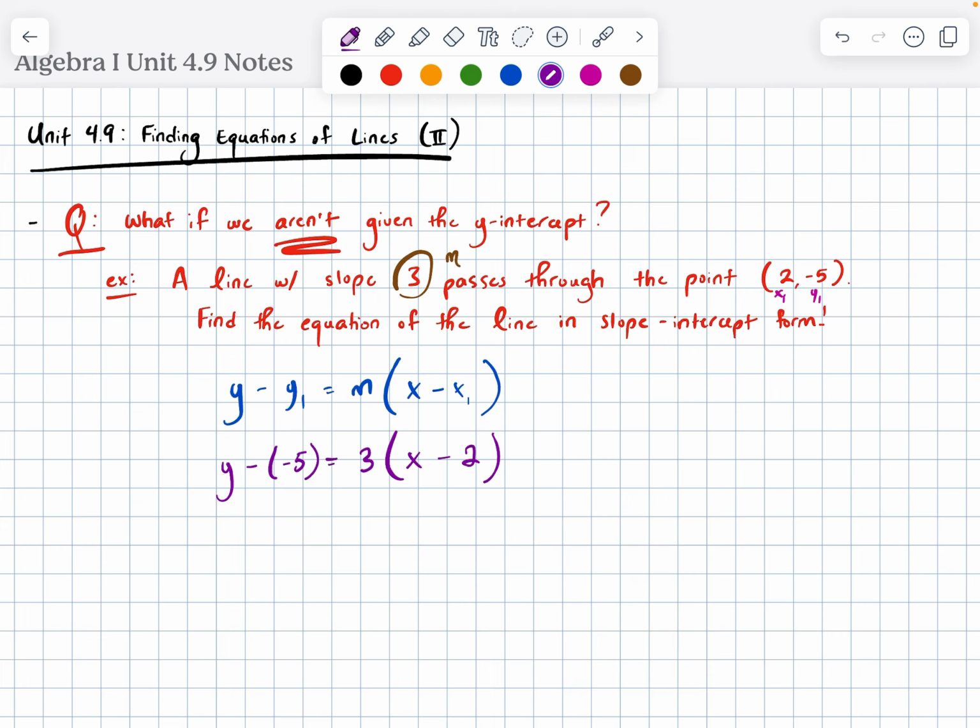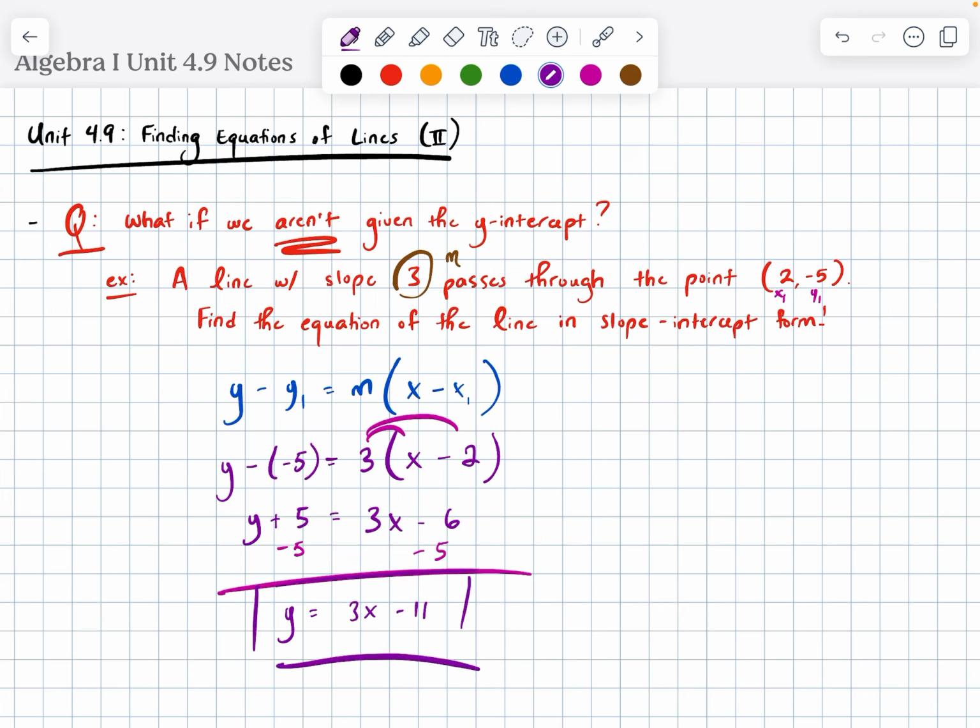Okie dokie. So, if I want to get y by itself, let's start by doing some simplifying. Well, negative, I can rewrite that as +5. And then 3, there are no parentheses in the slope-intercept form, so I'm going to distribute my 3 to each of my terms to get 3x minus 6 there. All I've got to do to get y by itself is move that pesky little +5 over to the right side. Subtracting 5 from both sides, I see that y is equal to 3x minus 11.